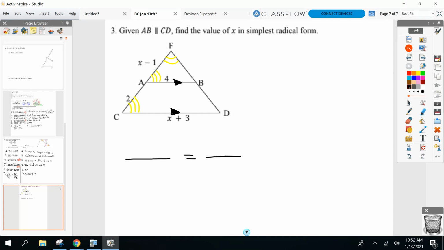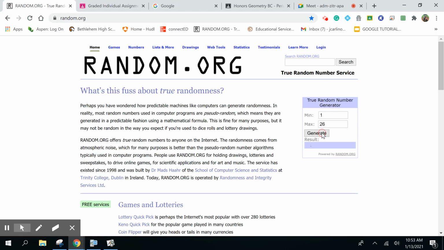CSSTP here. Quick question. Can I use side splitter? Anybody? Nope. Don't make that mistake. It does not break the parallel sides up proportionally. If you're given the parallel sides, no side splitter. All right, so let me turn it to you guys.